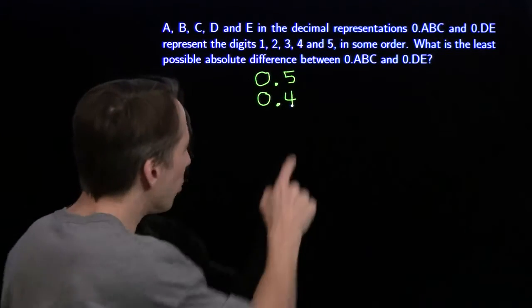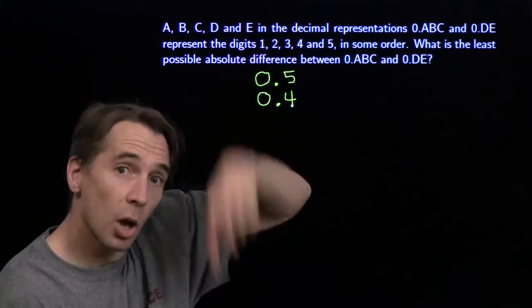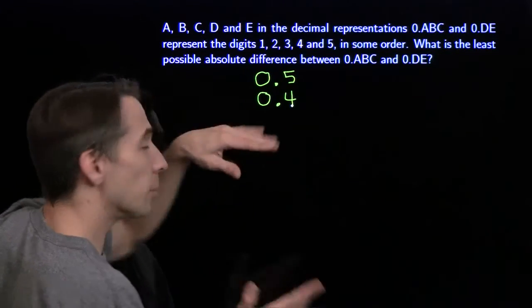Now let's think about the hundredths places. Well, we want the hundredths place in the higher number to be as low as possible. So I'm trying to push these numbers together. I want the hundredths digit in this number to be as high as possible.